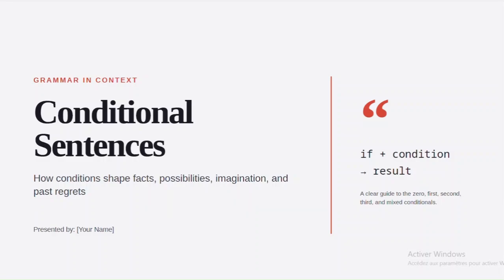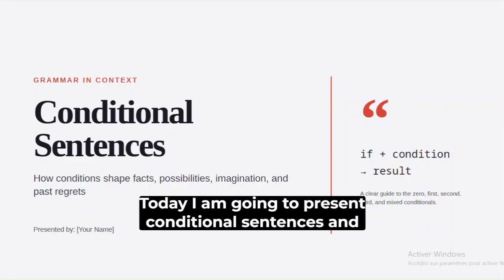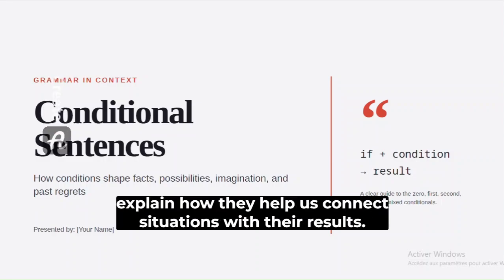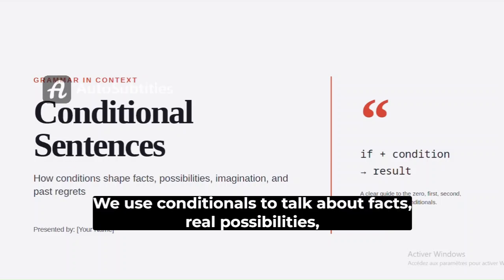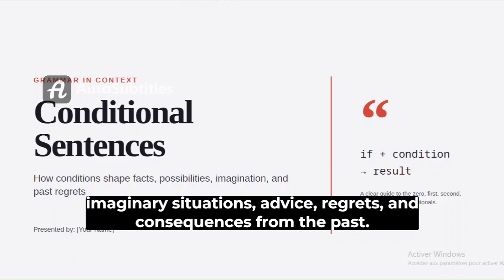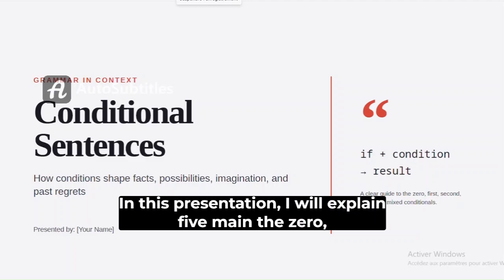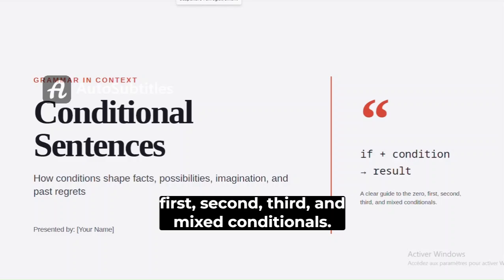Good morning, everyone. Today, I am going to present conditional sentences and explain how they help us connect situations with their results. We use conditionals to talk about facts, real possibilities, imaginary situations, advice, regrets, and consequences from the past. In this presentation, I will explain 5 main forms: the zero, first, second, third, and mixed conditionals.